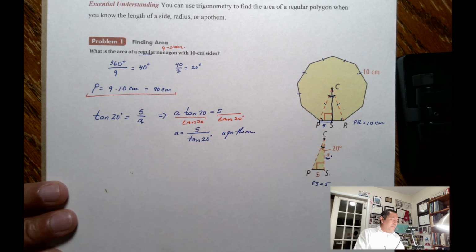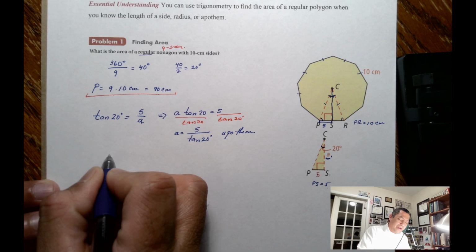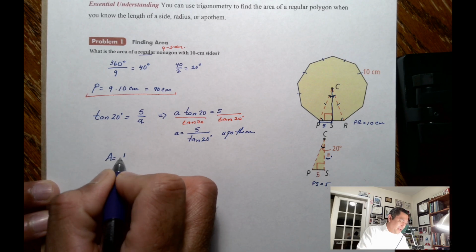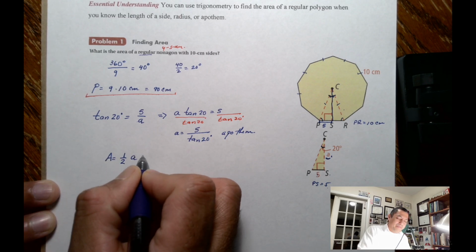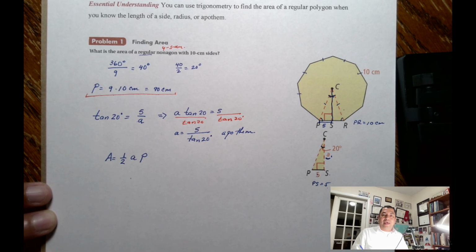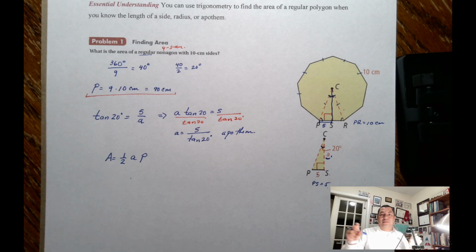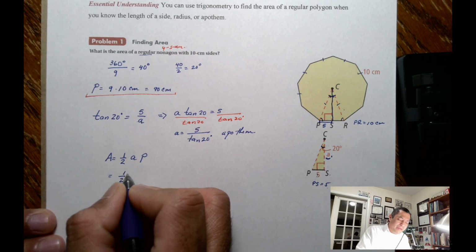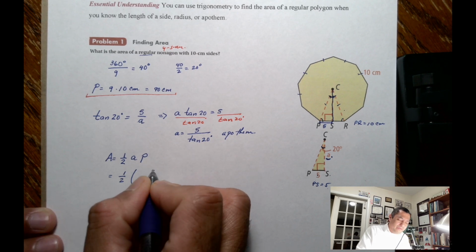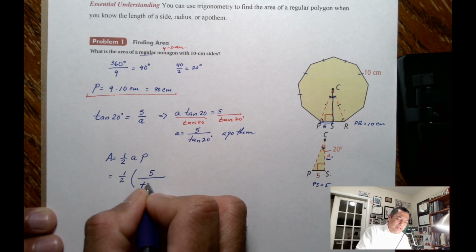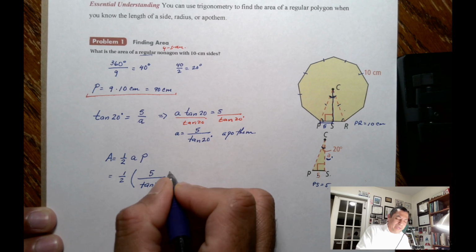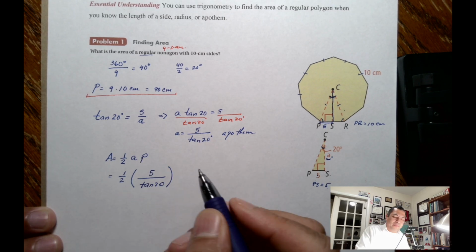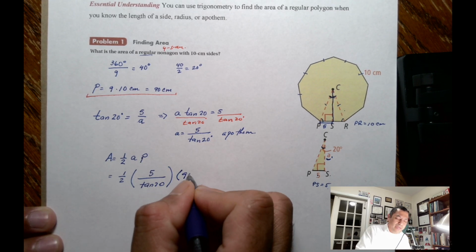Okay. Now what I'm going to do is calculate the area. So the area, remember, is equal to 1/2 the apothem times the perimeter. Because I'm going to use the calculator, I'm going to plug in the exact numbers that I have there. So I have 1/2 times 5 over tangent of 20 times the perimeter, which is 90 centimeters.